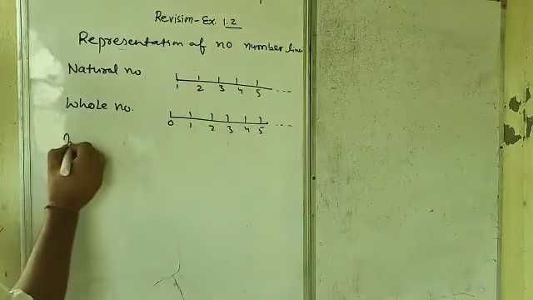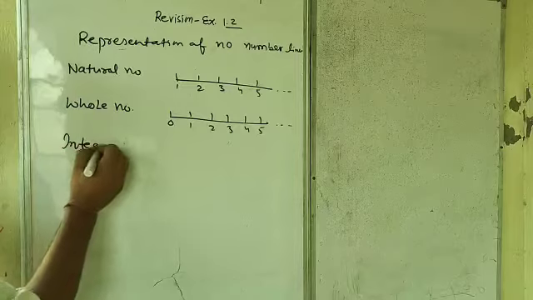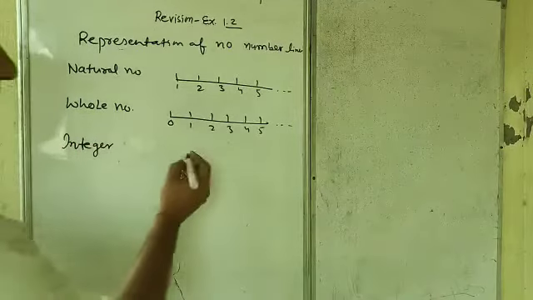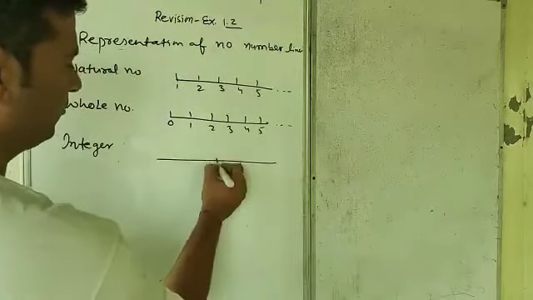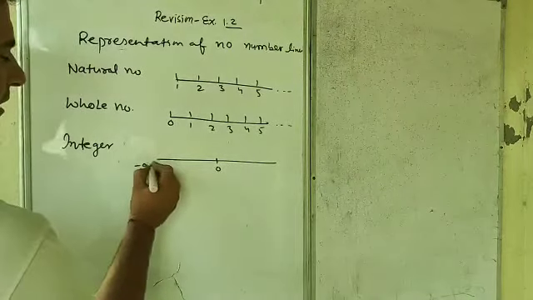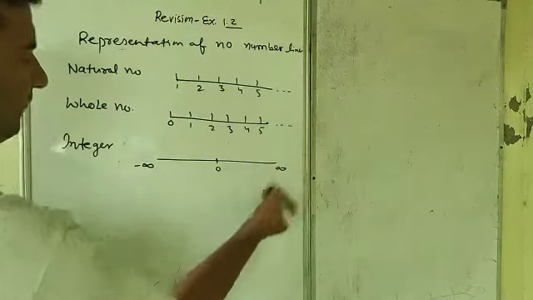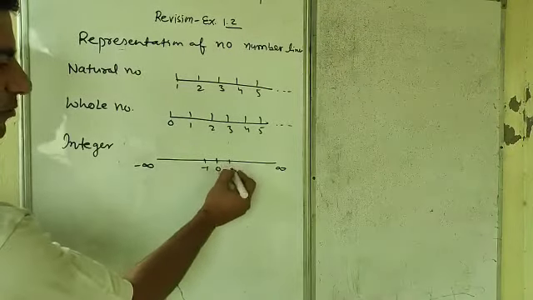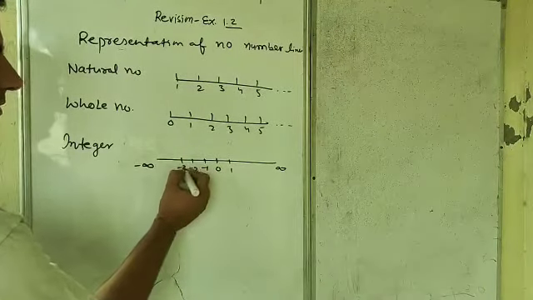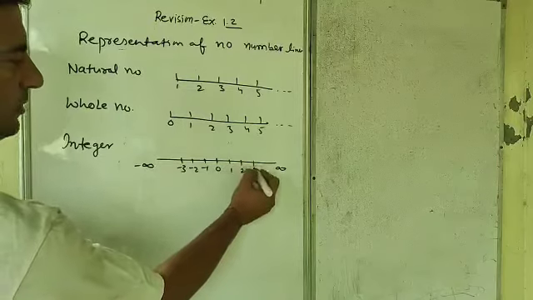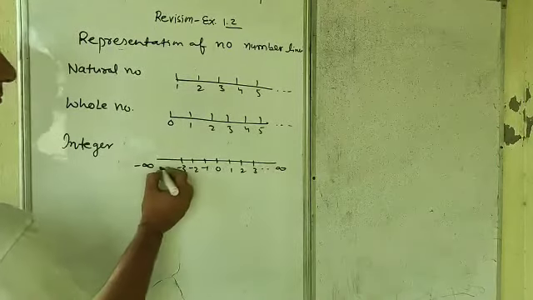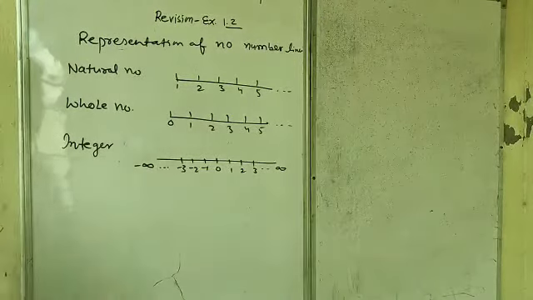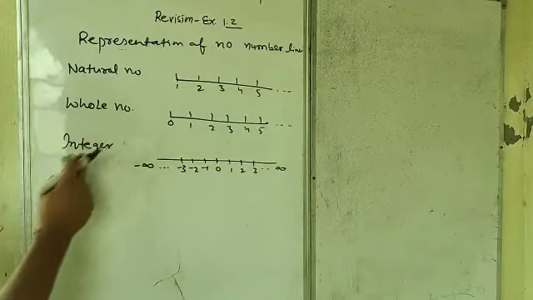If it is an integer, the number can be represented on both sides of the 0. It means minus infinity to plus infinity. So it may be minus 1, plus 1, minus 2, minus 3, plus 1, plus 2, plus 3 and so on. So these are natural numbers, whole numbers, integers.